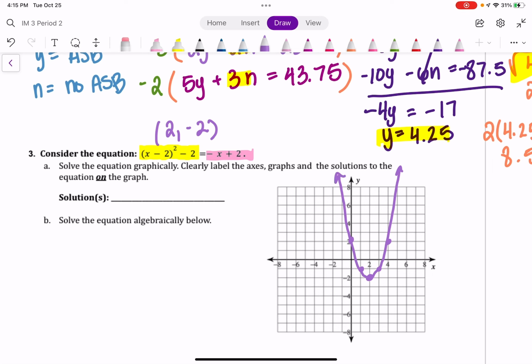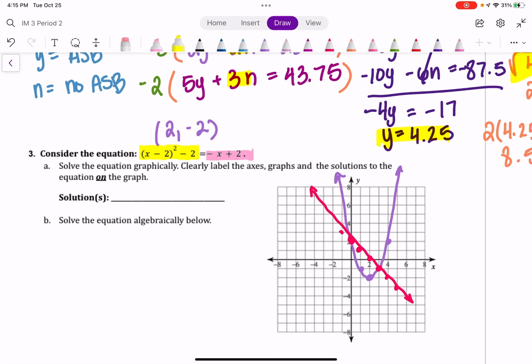Okay, our line: we have our y-intercept at 2 and a slope of -1. So when we go down 1, we go right 1. Down 1, right 1.